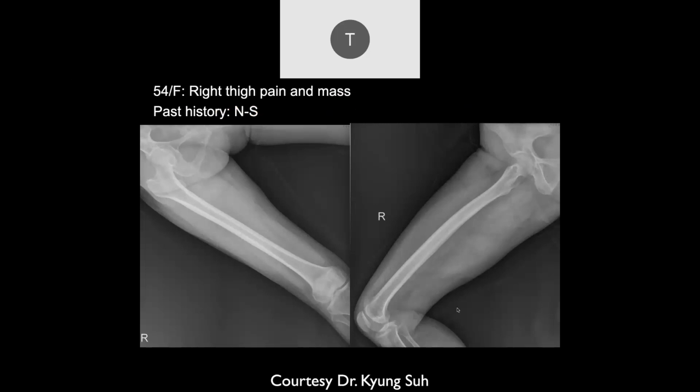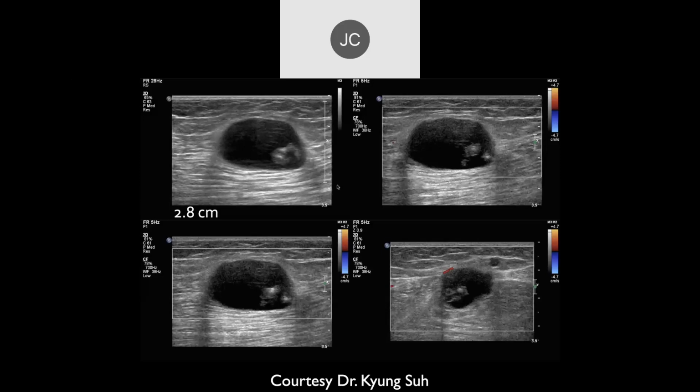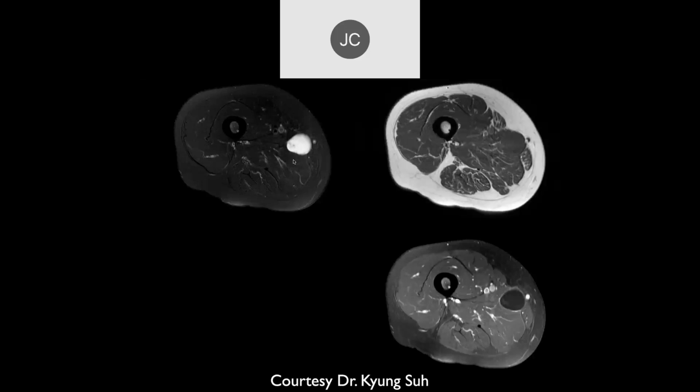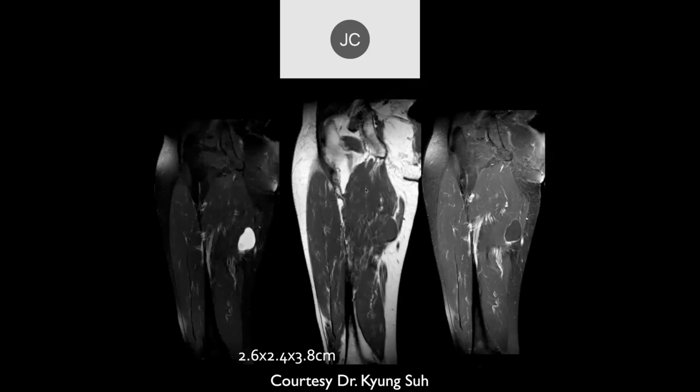All right, right thigh pain and mass. Not seeing too much on these radiographs. I don't know, maybe something here. Okay. Here's the ultrasound in that area. Some sort of cystic structure with some debris in it. Okay. And the MR. That just looks like a cyst. I don't know. Okay, and a little bit of funny stuff there. It's kind of subtle.